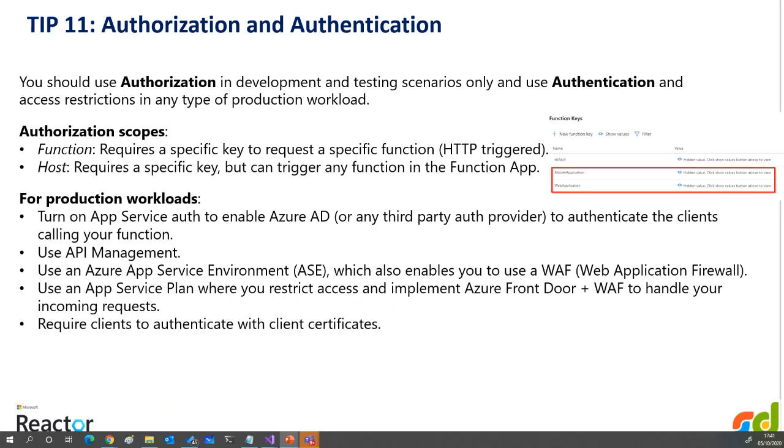For production, you can absolutely use authorization keys. But in many scenarios, especially if you are integrating with Azure resources, it's much better to use App Service authentication. So you enable Azure Active Directory. You can use Azure API Management, we'll talk about that in a few minutes, and so on. You can also use client certificates or something like that.